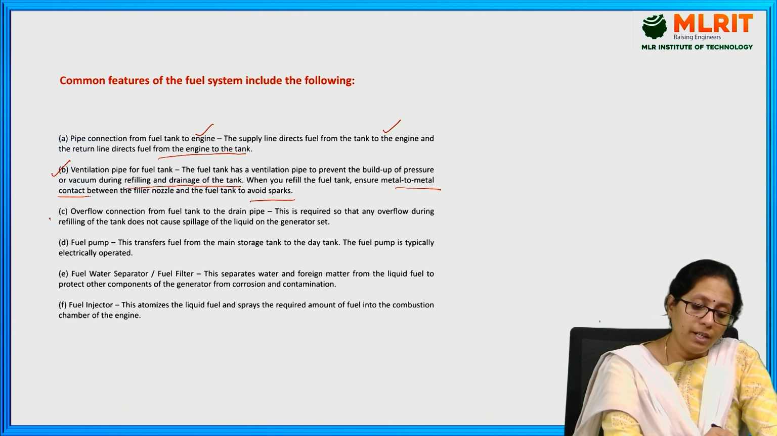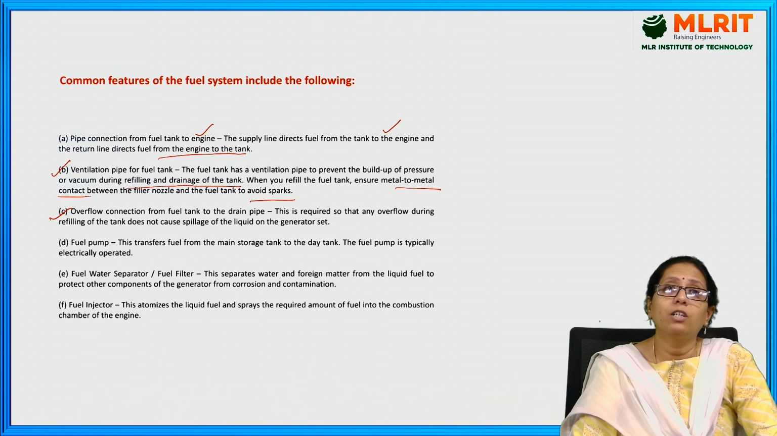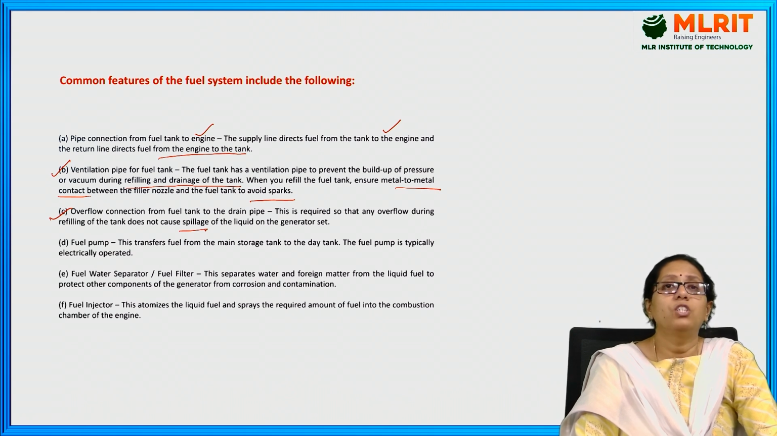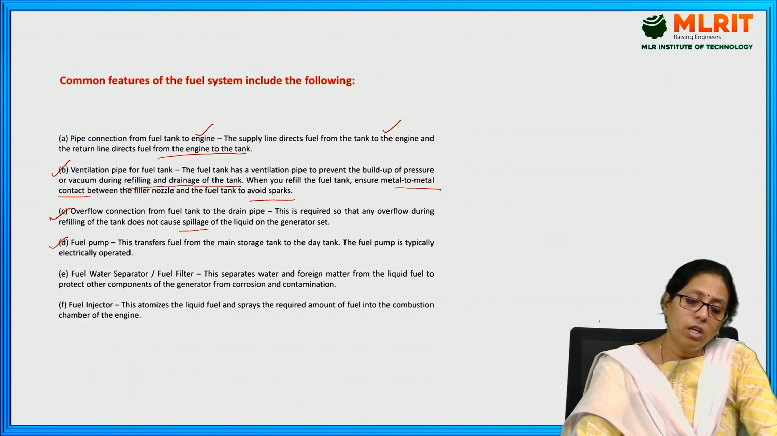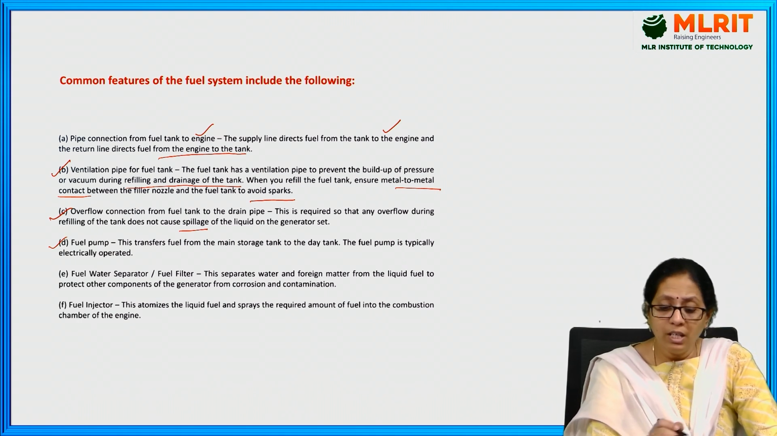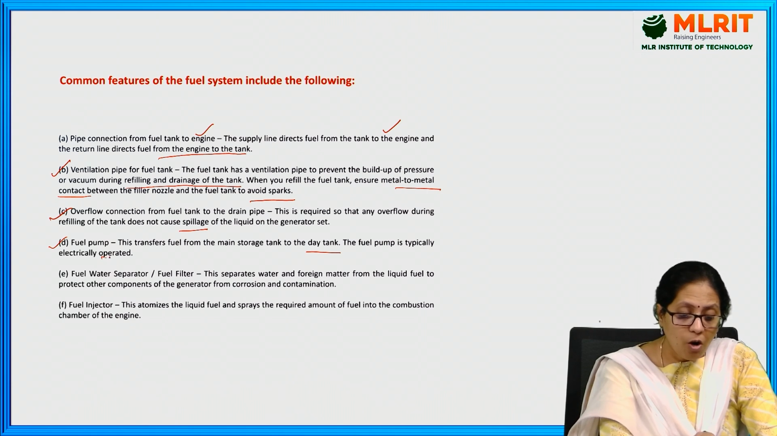The third point is the overflow connection from the fuel tank to the drain pipe. This is required so that any overflow during the refilling of the tank does not cause spillage of the liquid on the generator set. Fuel pump. The next point is the fuel pump. This transfers fuel from the main storage tank to the day tank. The fuel pump is typically electrically operated.